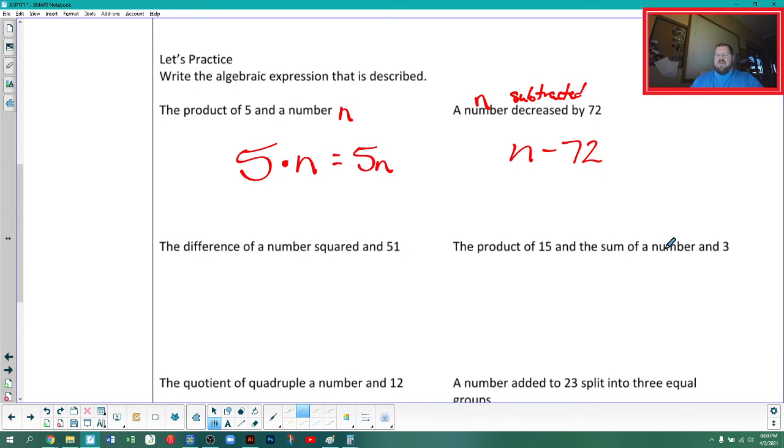Okay. Next one, I have the difference of a number squared and 51. So we'll use n for a number again, but we do have an exponent here. There's an exponent, a number squared. Okay, and difference meant subtraction, so minus 51.